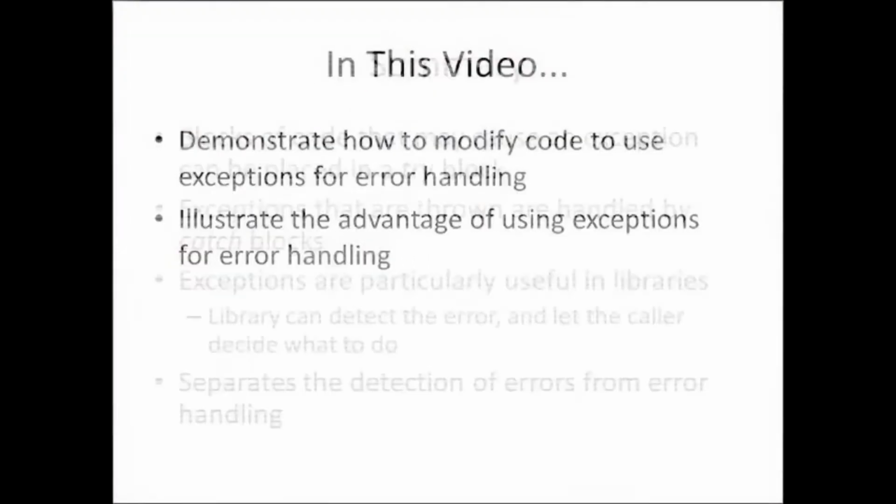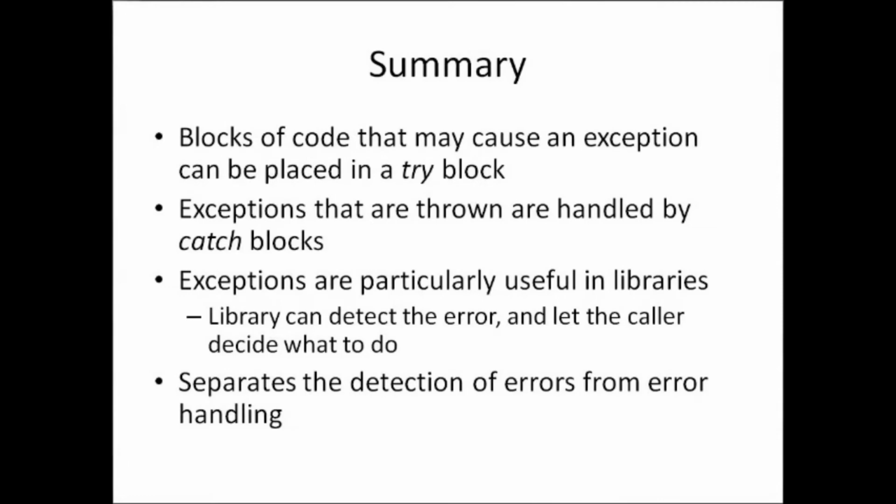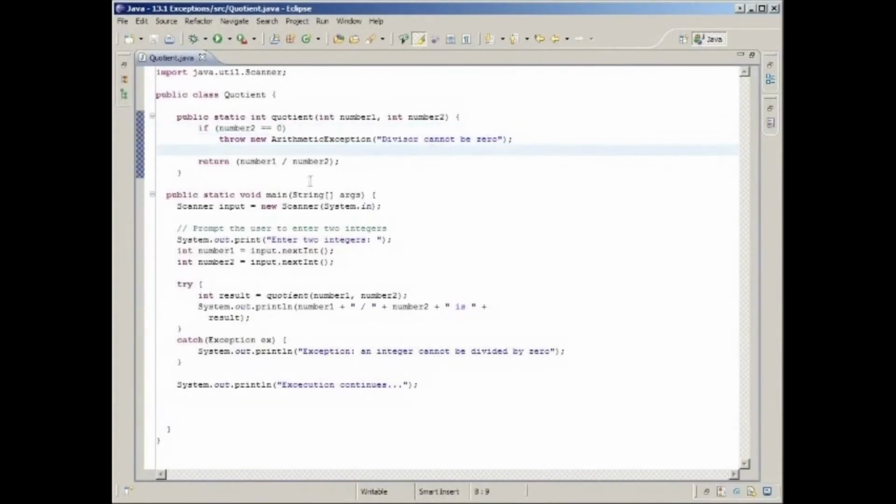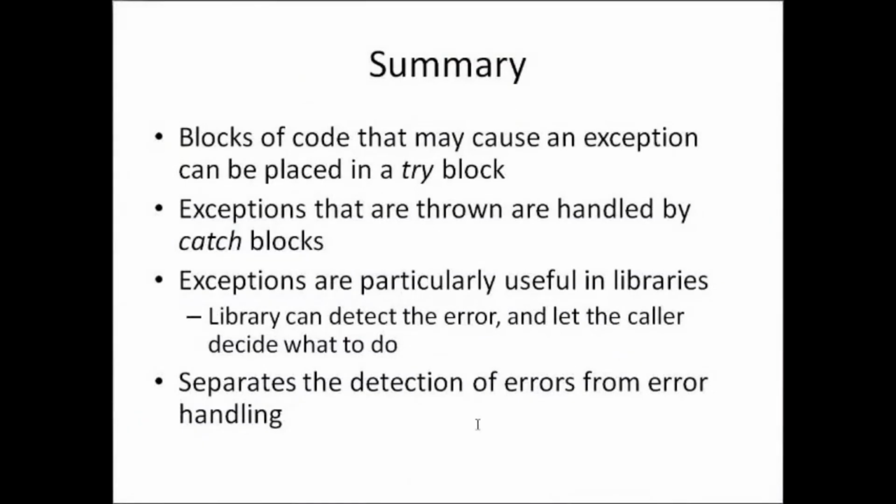So quickly to summarize, blocks of code that may cause an exception can be placed in a try block, and that allows us to handle the exceptions through catch blocks. So we have a catch block and specify what type of exception we're going to catch. Now, exceptions are particularly useful in libraries. The library can detect the error and let the caller decide how to handle that, and we saw that here. The quotient method detected an error and threw an exception, but it didn't do any error handling. It left that to the main method, where we caught it and printed out an error message. So that's where exceptions can be quite useful. It separates the detection of errors from error handling.